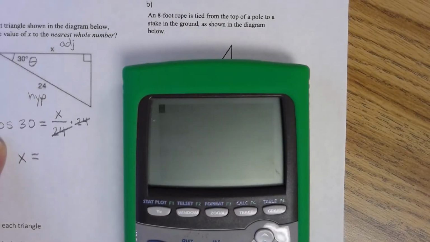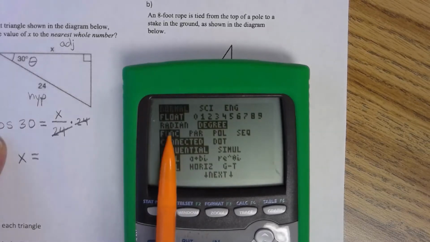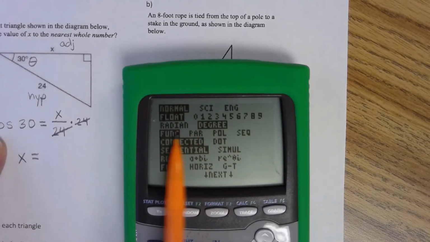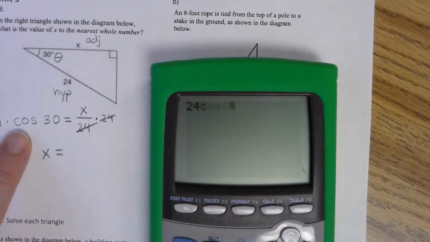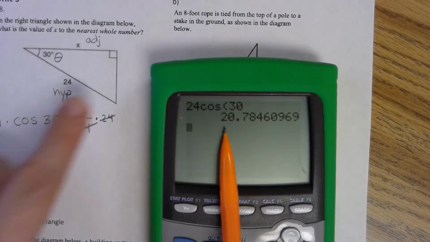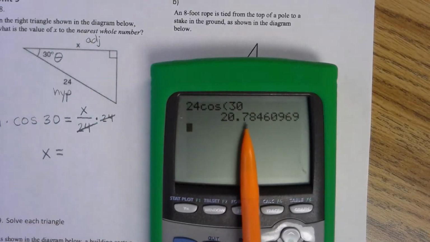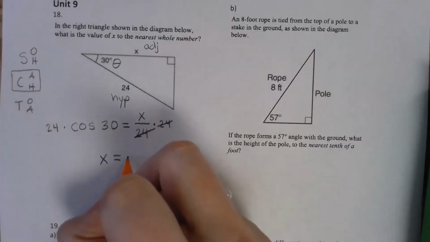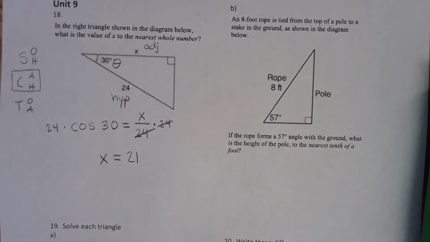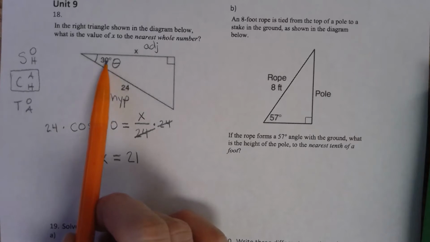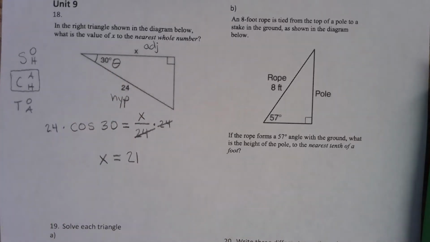Before working with your calculator, make sure you check the mode. It needs to be in degree mode. So arrow down and over and select degree. So 24 cosine of 30. And it says nearest whole number, so that would be 21. That 7 would make it round up. And we have no units of measurement. We don't know if it's in feet, inches, yards, so we'll just leave it as 21. Be careful to know it's not 21 degrees. We were not solving for an angle. We're solving for a side.